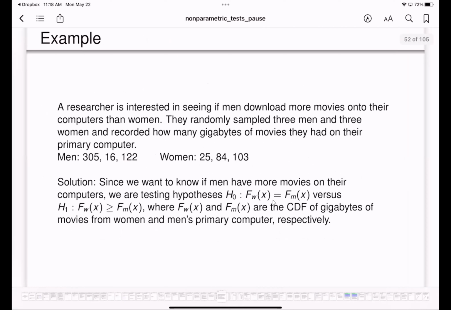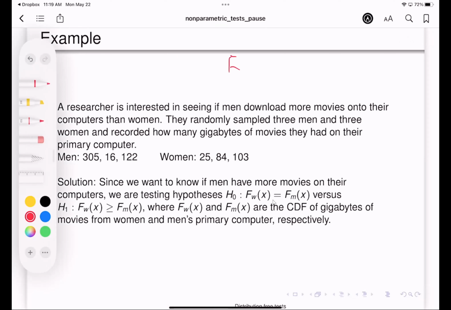Here the data is how many gigabytes of movies they had on their primary computer. For men, 305, 16, and 122. And for women, the observed values are 25, 85, and 103. Based on these observed values, we want to test whether men tend to download more movies onto their computer.